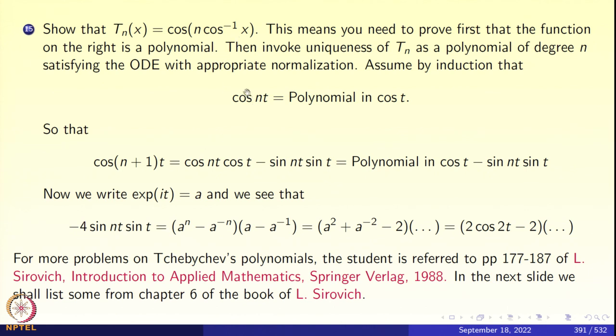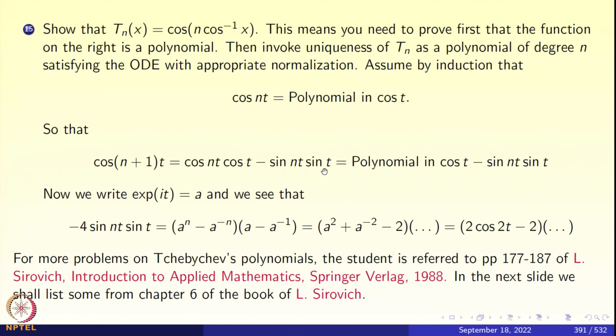Or you simply say that cos nt is a polynomial in cos t, or cos of n cos inverse of x is a polynomial in x. These are two ways of saying the same thing. Either you believe that T_n(x) is a polynomial in x, or cos nt is a polynomial expression in cos t. These two statements are completely equivalent. So what I am saying is that this first piece, cos nt into cos t, is certainly a polynomial in cos t. And then you have a minus sin nt into sin t.